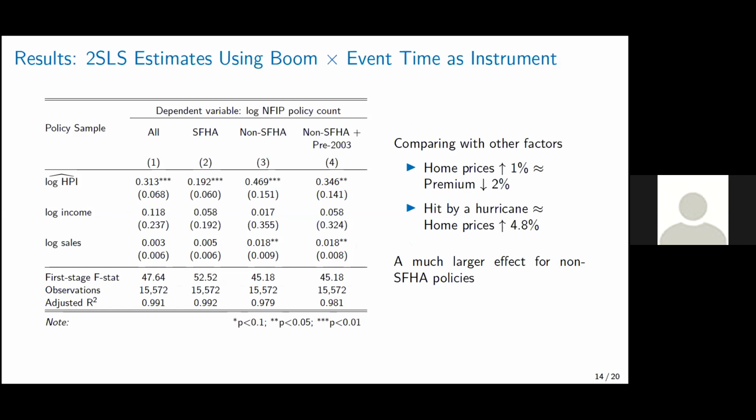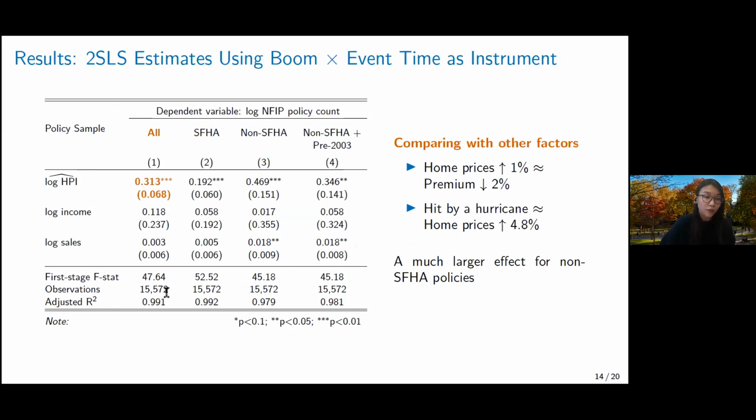Next, we are going to move on from a difference in differences framework to an instrumental variable framework where we use two-stage least squares to estimate directly the effect of home prices on flood insurance take-up. And we use the structural bricks as instruments. So in the first column, we show you the results for the full sample.